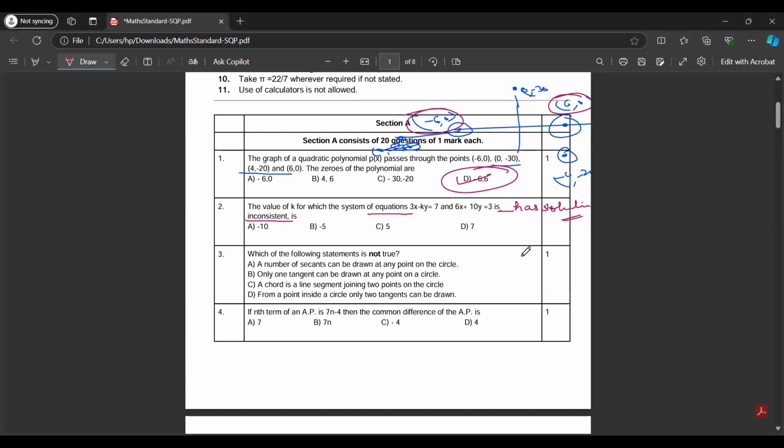Ma'am, actually, I don't have it for my exam. A linear equation is not coming. Ma'am, we don't have linear equations.